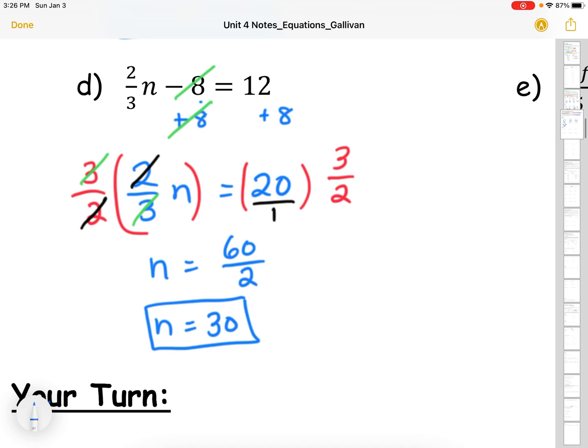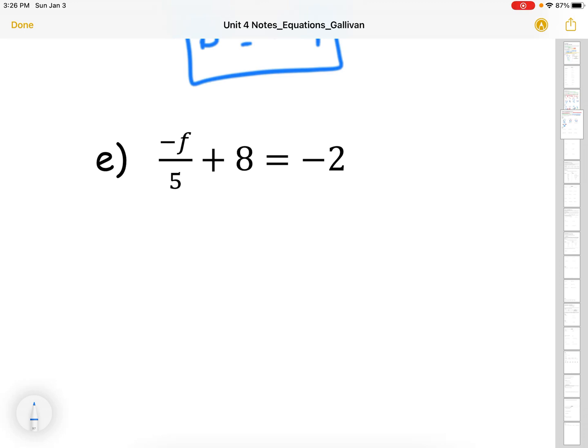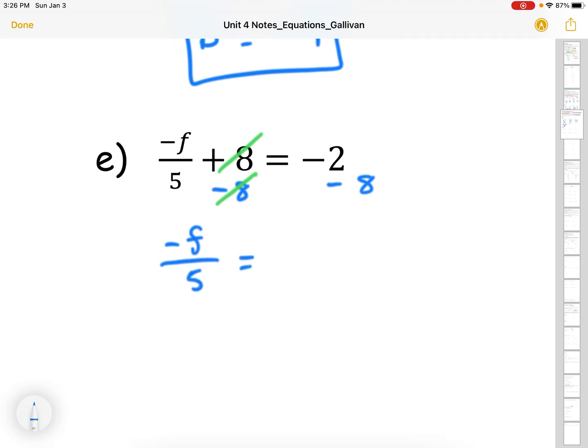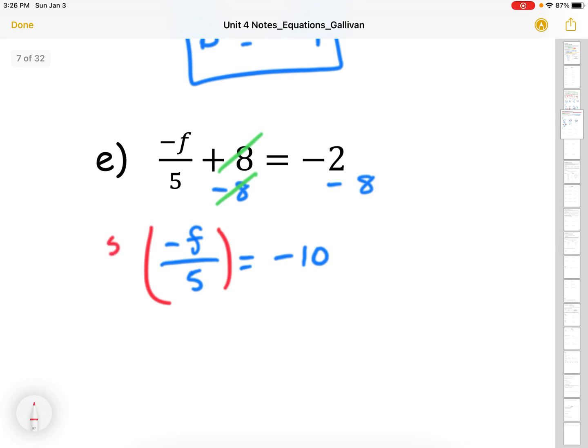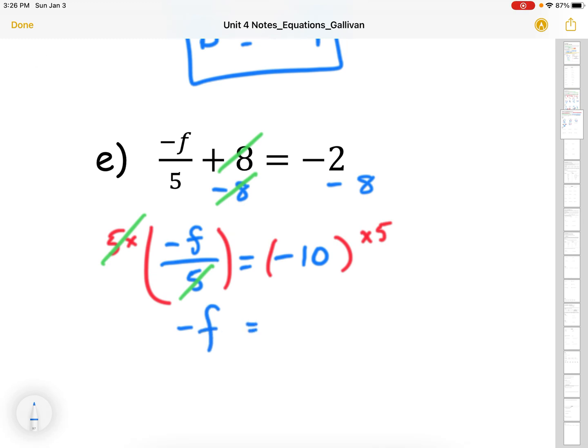Alrighty. Take a moment if you need to. Okay. Here, first thing we want to do is we want to get rid of that 8. So we're going to subtract 8 from both sides. Okay? On this side, plus 8 minus 8 will equal 0. So I'll have negative f over 5 is equal to negative 2 minus 8, which is negative 10. Now I'm going to multiply this by 5. So I have to multiply this by 5 because I have to do the same thing to both sides. The 5 divides out. Now I have negative f is equal to negative 10 times 5, which is negative 50.